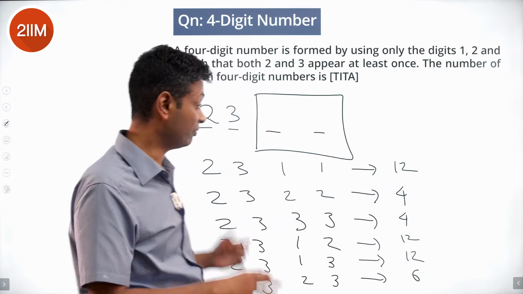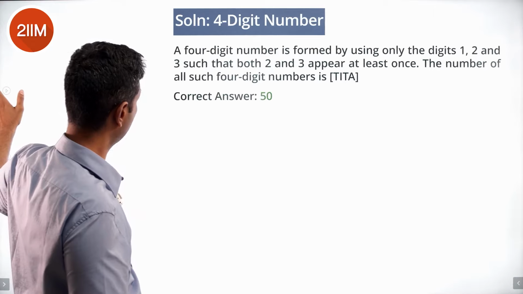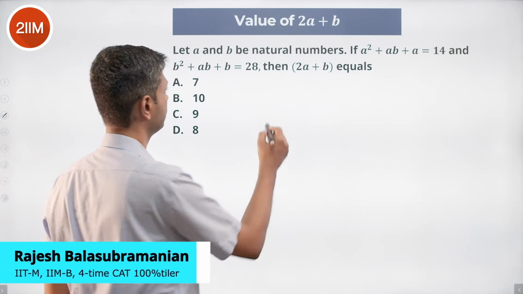Beautiful question, but really tricky. You have to be very careful about what you are counting. Answer is 50. A square plus AB plus A is 14.